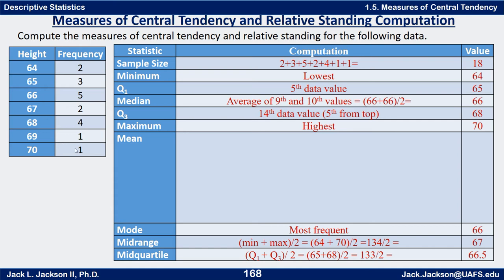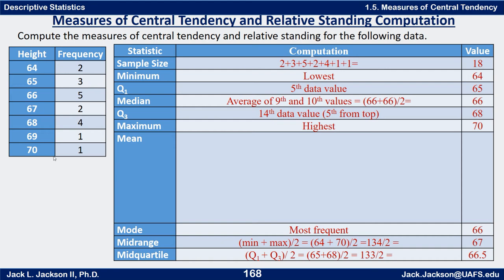Similarly, the 5th one from the top, which is one of these 68s, will be the Q3. Now that we have Q1 and Q3, we can average those, 65 plus 68 divided by 2, to find the mid-quartile. That's 66.5. Now, save the most commonly used one, but hardest to compute, the mean, for last. See if you can go ahead and find the mean for this data set. Press pause now if you haven't done this already.